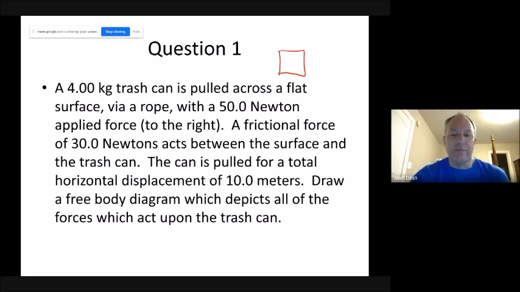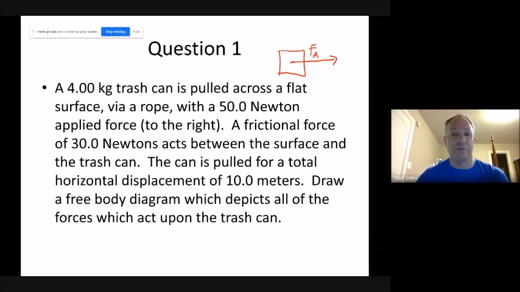It's sitting on a flat table. We're just going to draw it as a box. There's a force acting on it via a rope, an applied force. It's acting to the right, 50 newtons. So I'm going to go to the center of that box, and I'm going to draw an arrow to the right, and I'm going to label that as FA.